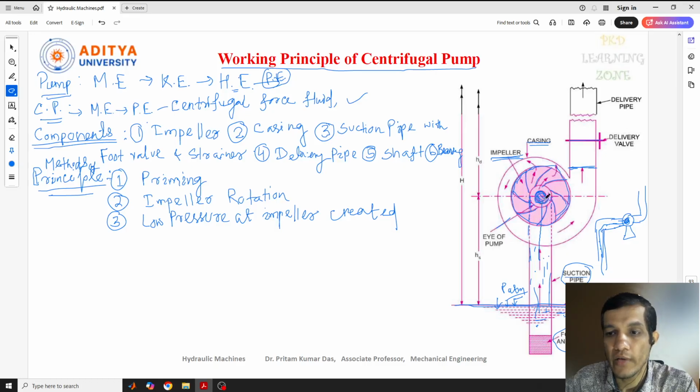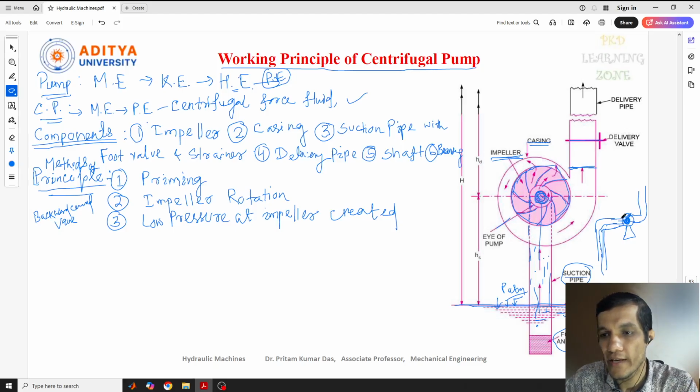Once it goes up, it is going to strike here at the center. After striking here, these blades are there. Here we have taken backward blades. The blade which is connected is a backward curved vane, or backward curved blade, you can also say. So that is going to strike here.